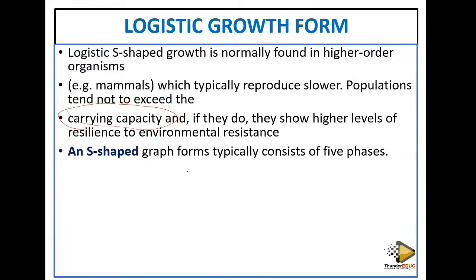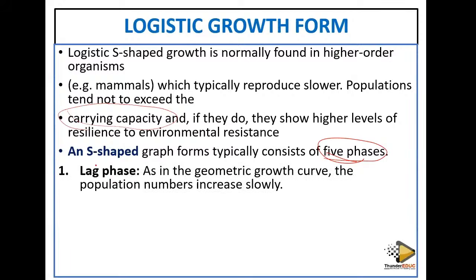So an S-shaped graph typically consists of 5 phases. Among these 5 phases, you have what you call the lag phase. The organisms have not yet gotten used to each other, they have not gotten used to the environment. They are still few, they are still young. All these things are happening in the beginning population, or the population which is just starting.